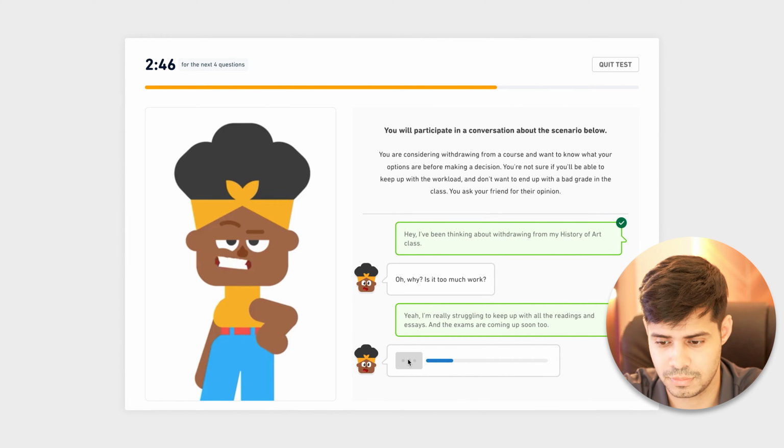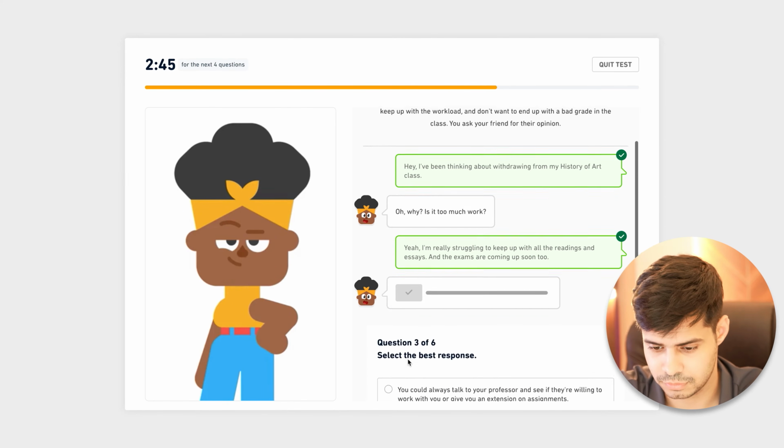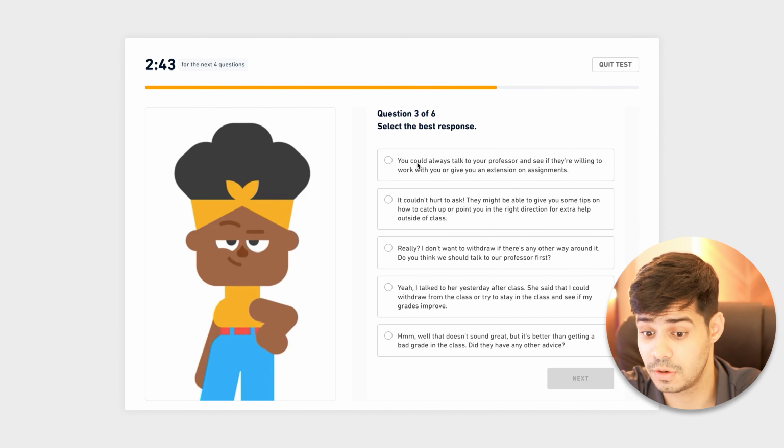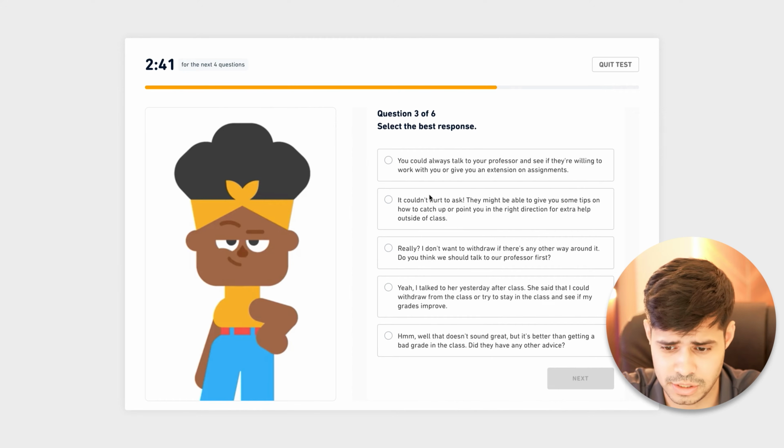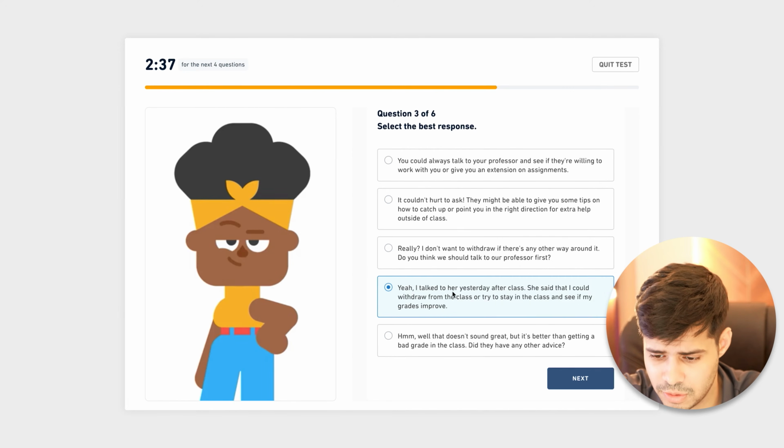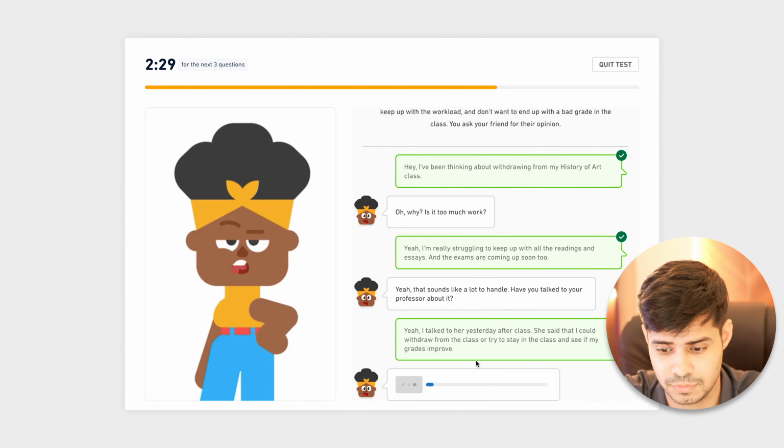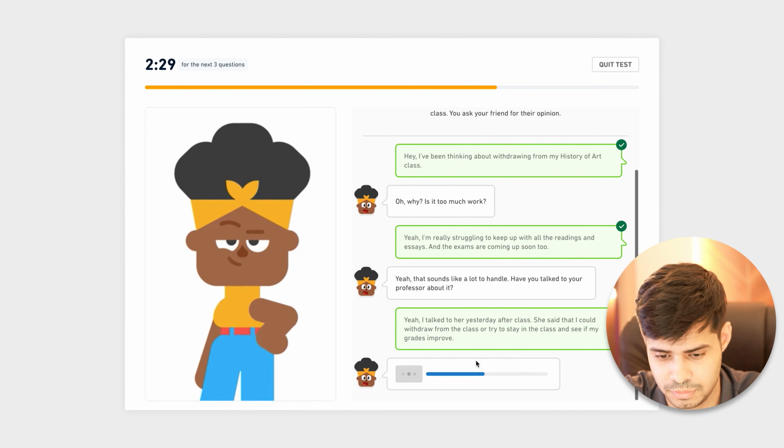Yeah, that sounds like a lot to handle. Have you talked to your professor about it? It couldn't hurt to ask, really, I don't want to withdraw. Yeah, I talked to her yesterday after class. She said that I could withdraw from the class or try to stay in the class and see if my grades improve. That's a tough decision. If you withdraw now, you won't get a grade for the class. But if you stay in it and don't do well, you'll end up with a low grade on your transcript.